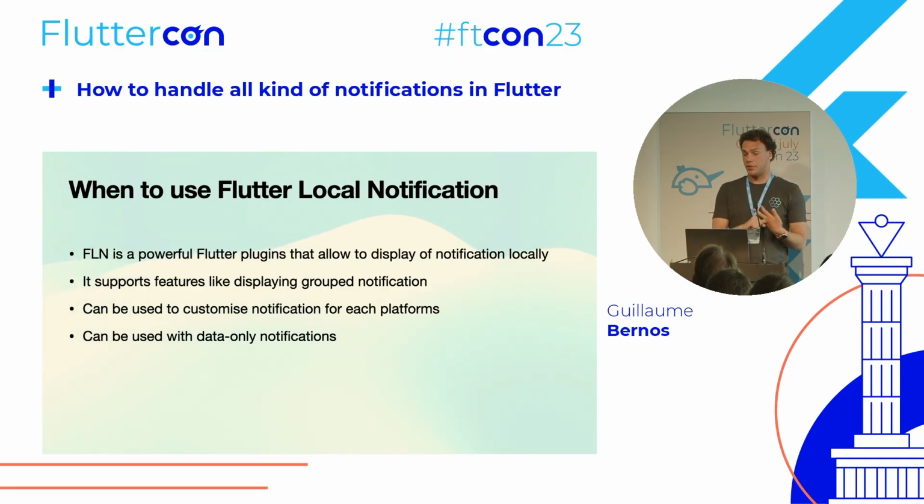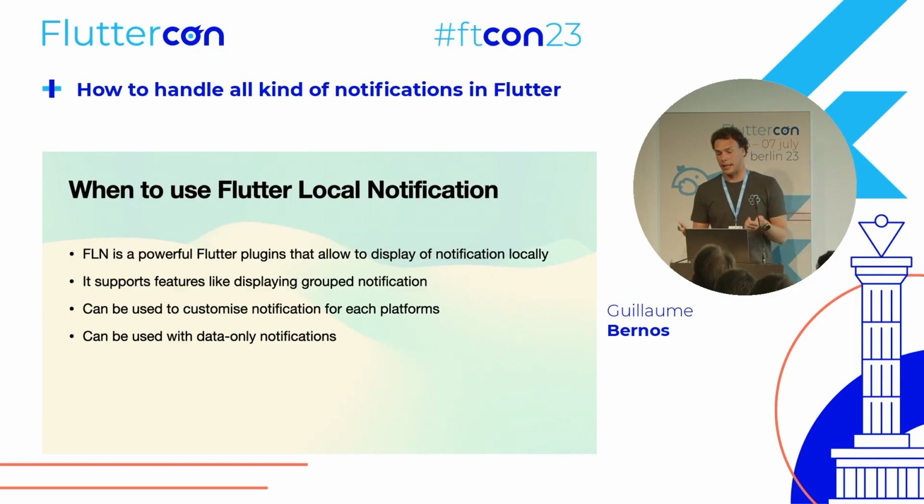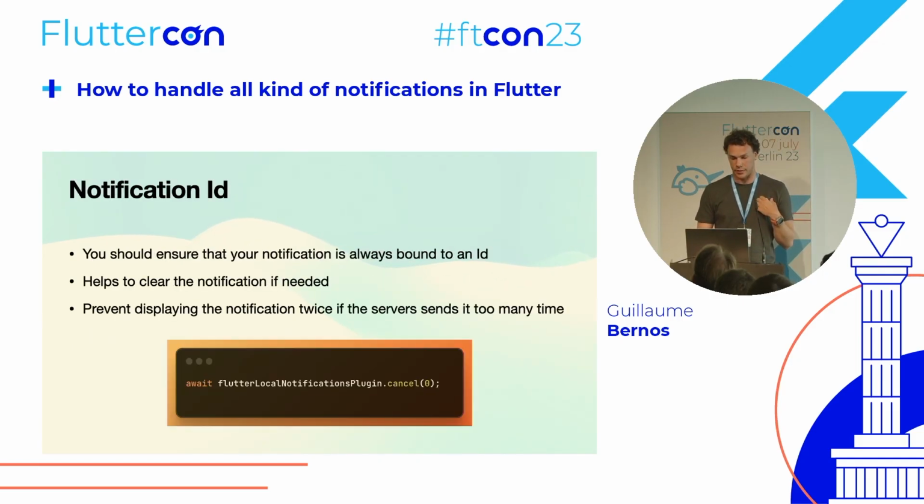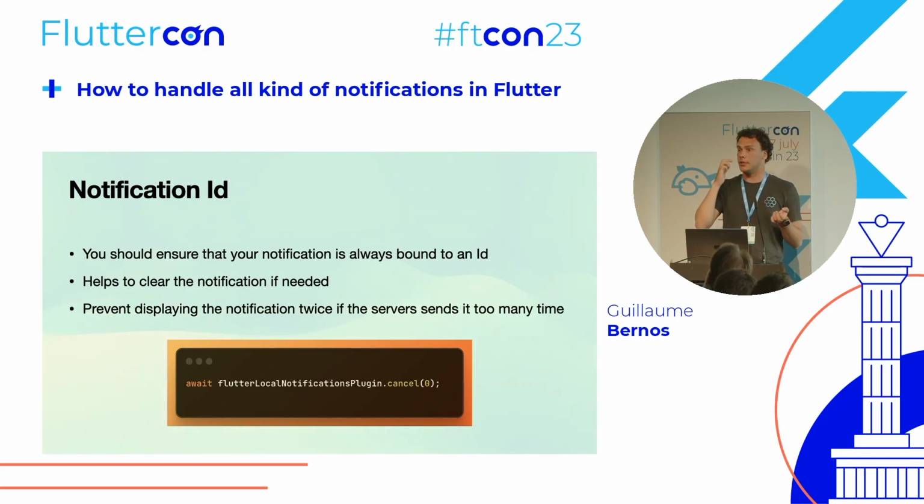You can customize notifications for each platform, because maybe on Android you will have a huge body that you can expand, whereas on iOS you will just have a small subtitle. And of course, it can be used with data-only notifications to transform them into notifications that can be displayed to your end user. So yeah, the first thing when using Flutter local notification is to always put a notification ID that you will be able to reuse later, because it can be used in a lot of different ways.